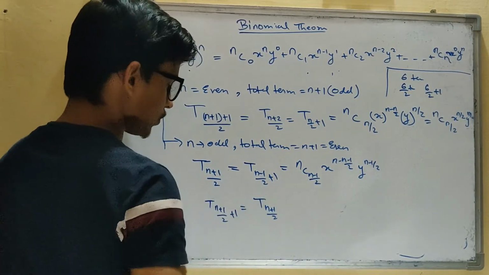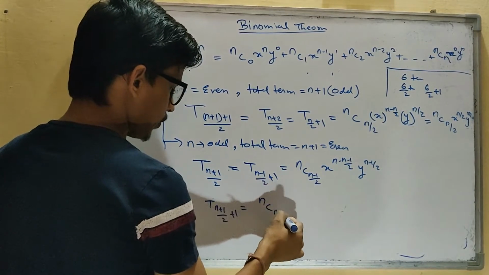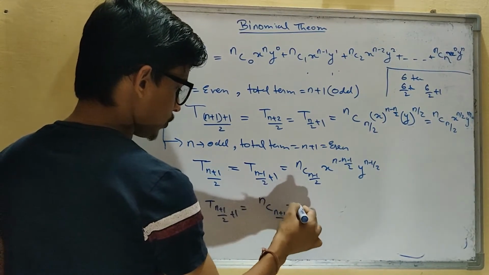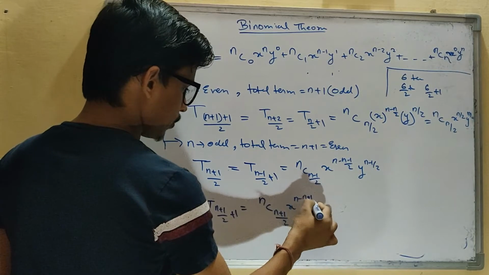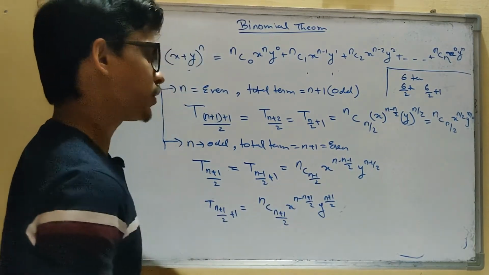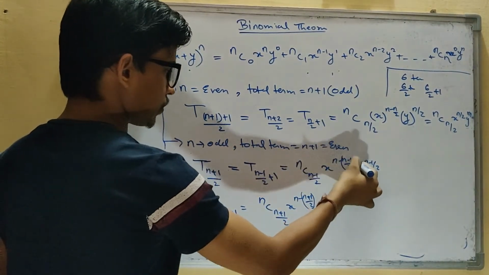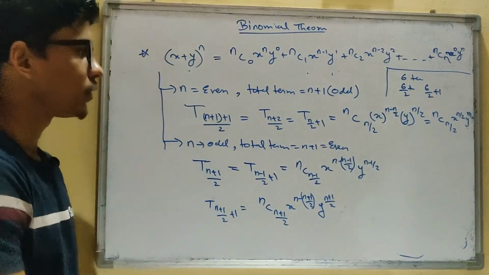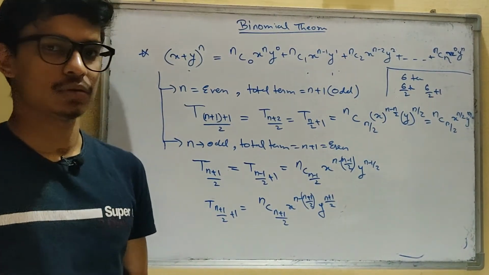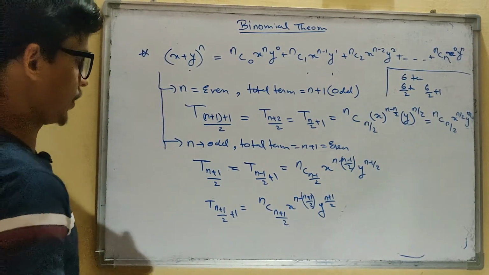This is going to be the same, right? So nC((n plus 1) divided by 2), x to the power n minus (n plus 1) divided by 2, and y to the power (n plus 1) divided by 2. So this is how you can do this. You can simplify it by subtracting. So this is how you can calculate the middle term also.